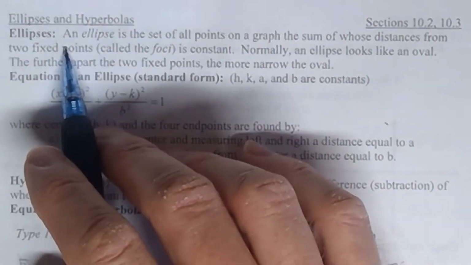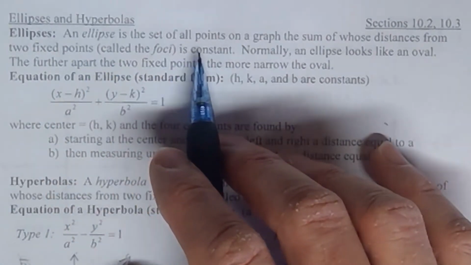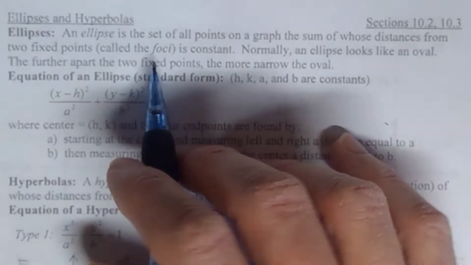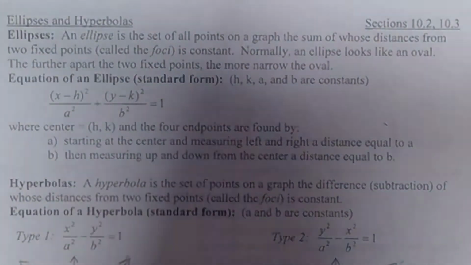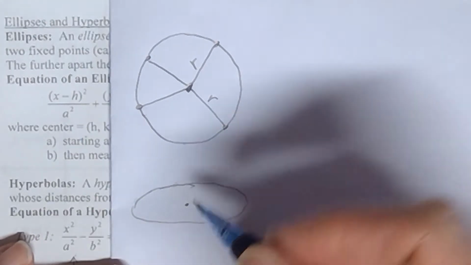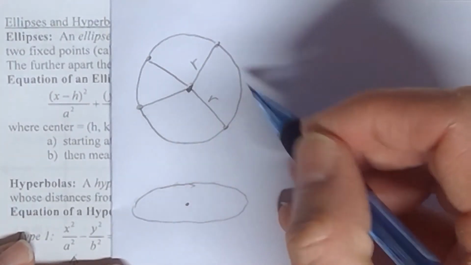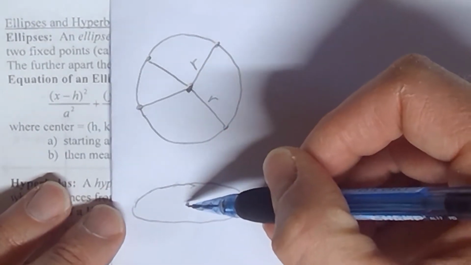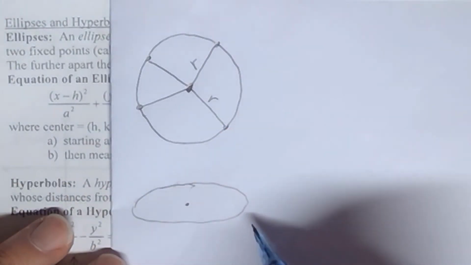Let's start reading here. It says an ellipse is a set of all points on a graph, the sum of whose distances from two fixed points is constant. So what they mean by that is every ellipse, just like a circle, which I have up here, I drew this in the last video. Every ellipse, just like a circle, has a center. And so this is what an ellipse normally would look like.